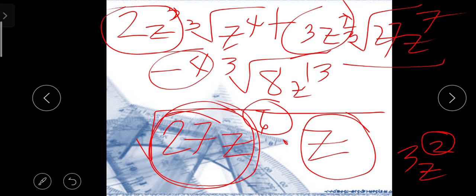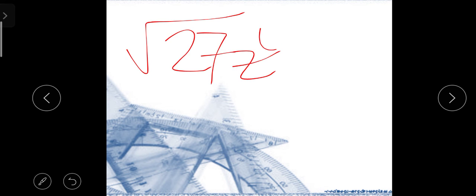Etong 27z raised to the 6th power, nung inilabas siya, para kasi siyang magiging ganito eh. Magiging square root of 27z raised to the 6th power. Diba meron tayong rule na pwede natin siyang paghiwalayin ng square root. So, let's say magkahiwalay na siya ng square root. So, the other one is, cube root pala to. Cube root of 27z raised to the 6th power and cube root of z. So, pinaghiwalay natin siya. So, eto, since perfect cube siya, yung 27, yun nga yung 3z squared.